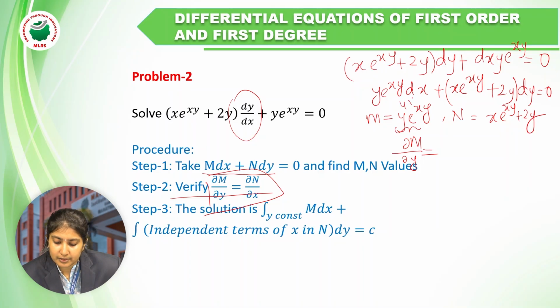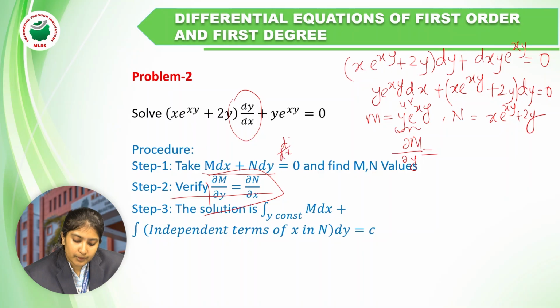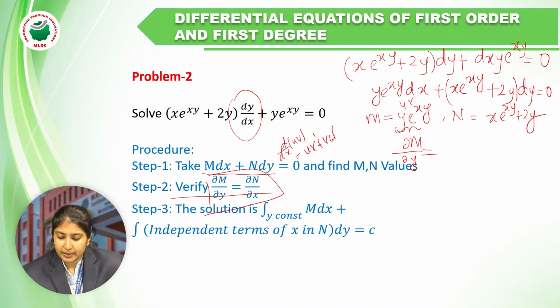If you can see, there are two terms, no? uv. So what is the formula for differentiation of uv? We use uv' plus vu'. So y into e^(xy). Now what is the differentiation of xy with respect to y? x will be constant and the differentiation of y is 1.